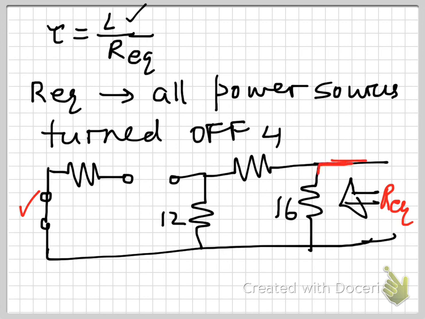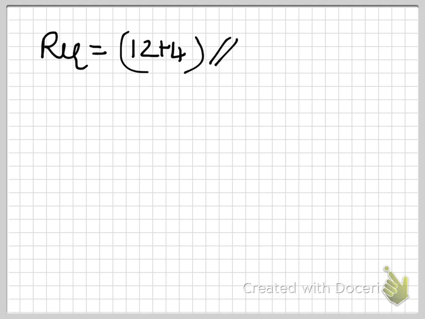So you have 16 and 4, and after 4, whatever the path for 4 is, it's the same path for the 12, because there's nothing going this way. So 12 and 4 are in series, and that's in parallel to 16. That's the total resistance we have. So R equivalent equals 12 plus 4, and that's going to be in parallel to 16. So it's actually 16 in parallel to 16, which gives you 8 ohms.